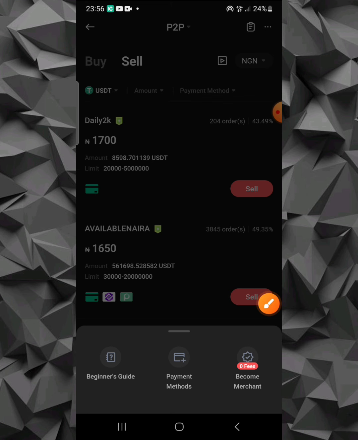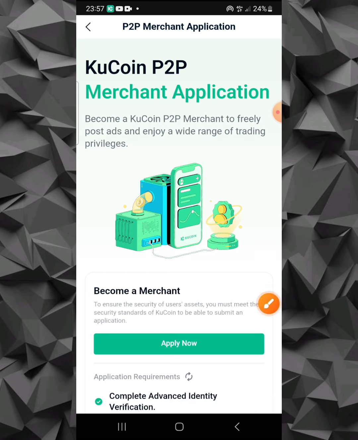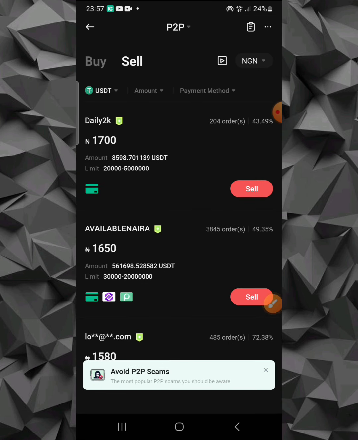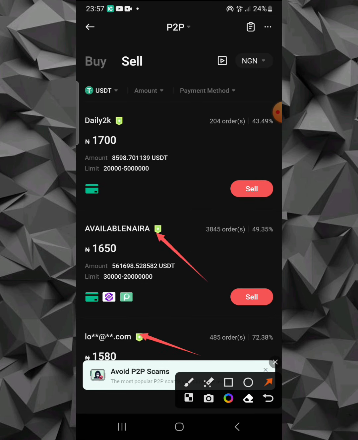Now if you click on these three dots, you see where they say become merchant right here for 0 fees. Okay, so if you go ahead and click on it, this is where you're going to click on apply now. You give them 2 or 3 days to respond to you and you become a merchant, just like these guys that you are seeing right here. Okay, but take note, you need to have some money down for you to be a merchant.